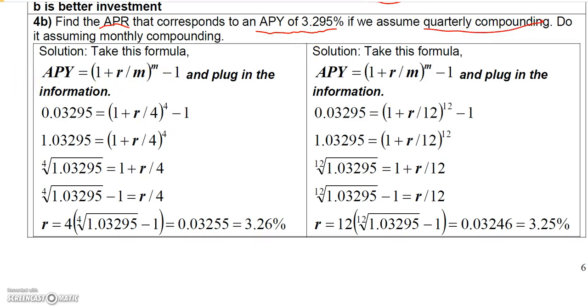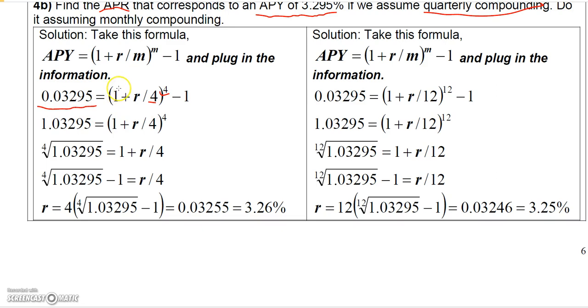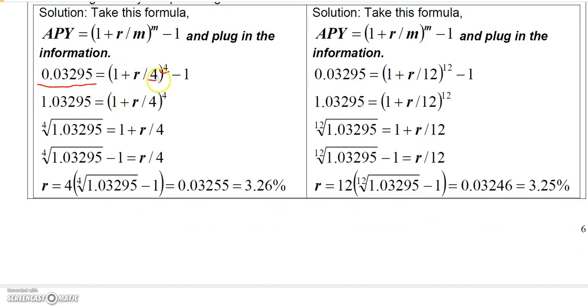Basically, to solve this you get the APY formula and you plug in the APY you were given in decimal, 0.03295. Then you plug in M. We had quarterly compounding, so we plug 4 in for M in both places. Then we just solve this equation for R. This is kind of a weird equation, but if you take it step by step, it's not too hard to solve. It just has some weird things you have to do.